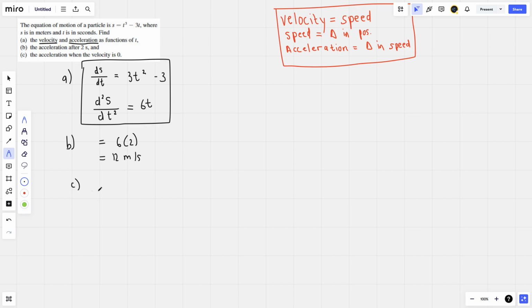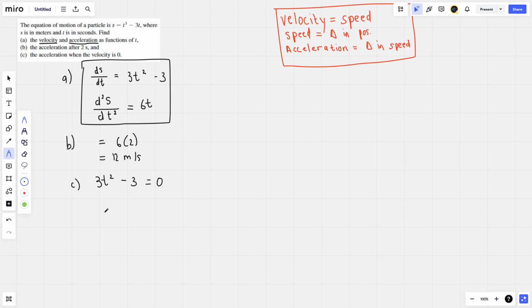Okay, lastly, C. So far not so bad. C says the acceleration when the velocity is 0. Okay, hold up. The acceleration when the velocity is 0. Let's focus on the second part first. I want my speed to be 0, and I have a function of speed. So let's set that to 0. Let's say 3t squared minus 3 is 0, because my velocity is 0, and this is my velocity.